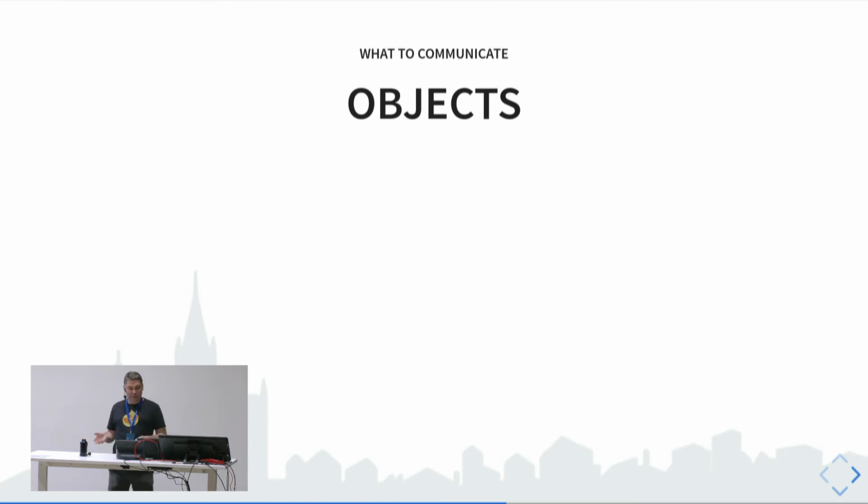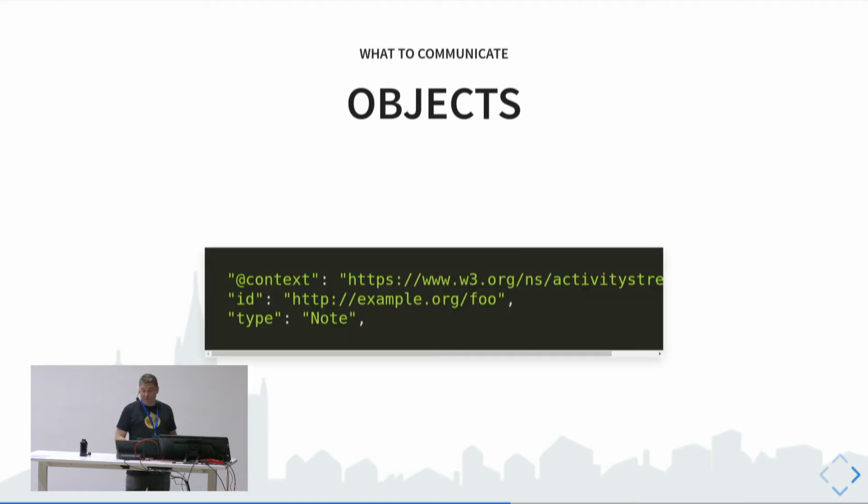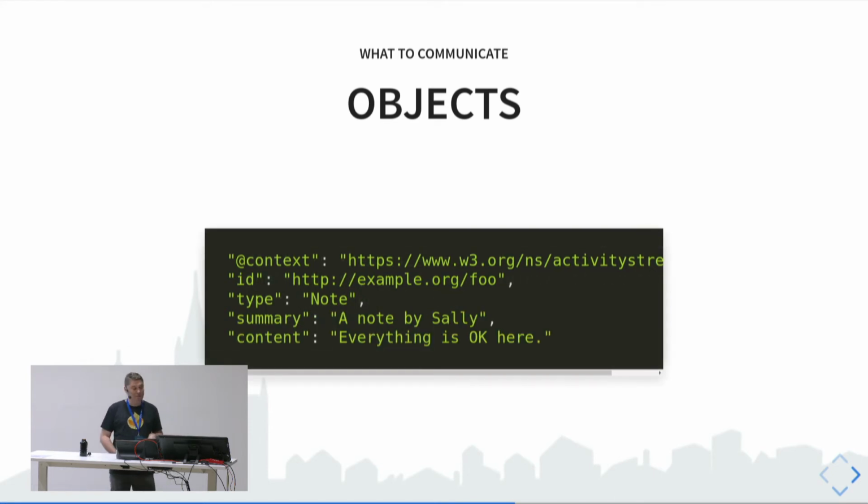What is being communicated? This is where we start to go into the Activity Vocabulary bit of the specification. There are three primary types of objects that are being communicated. Objects are relatively simple. There's the context, which is the namespace. They always have an ID, which is where you can find them, and they have a type. And then they're starting to look very much like entities in Drupal, really. They have properties on them.